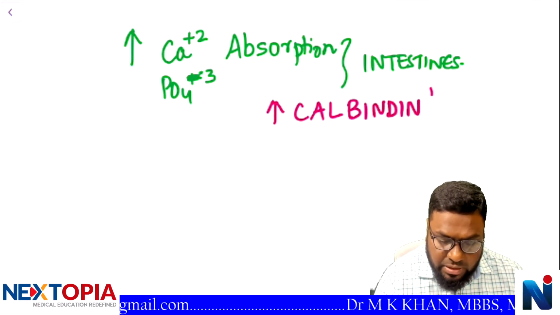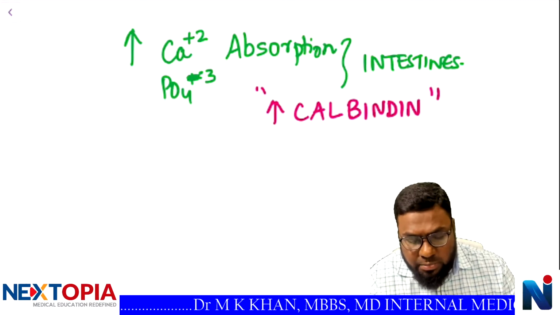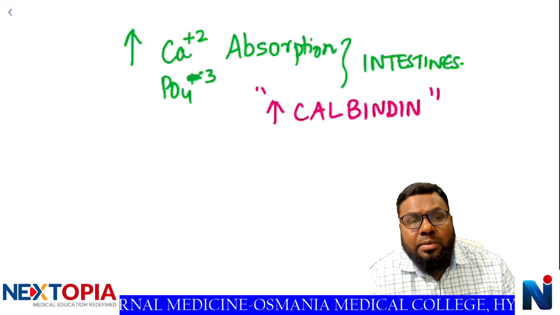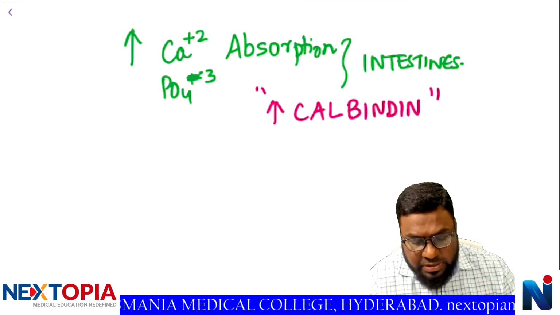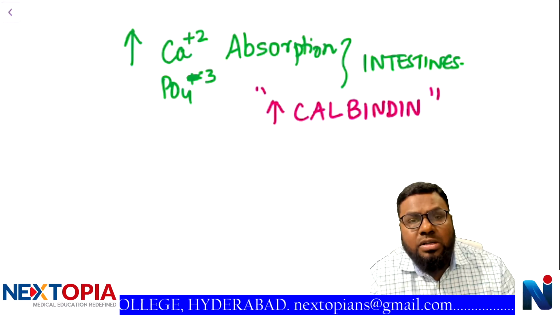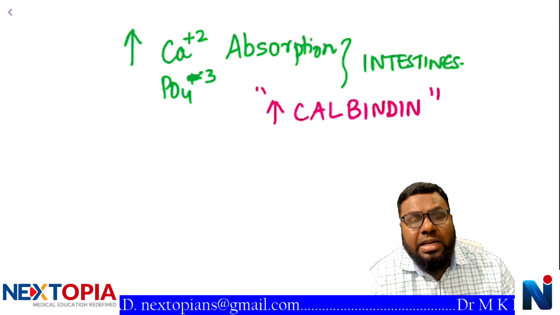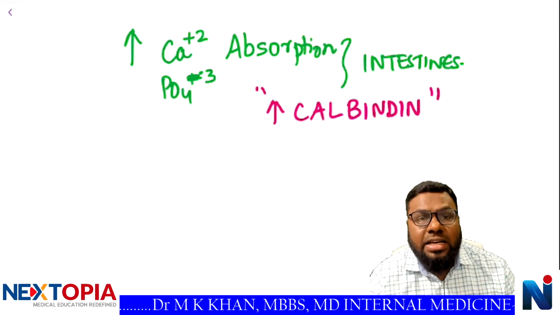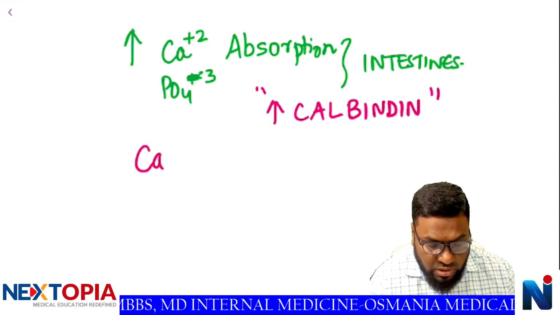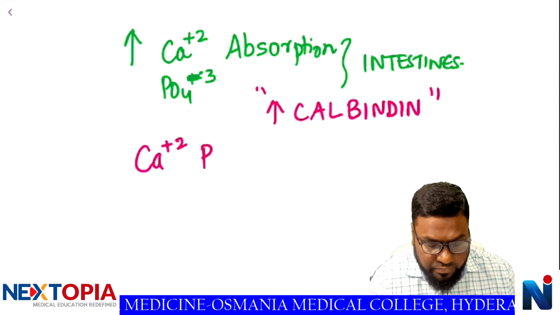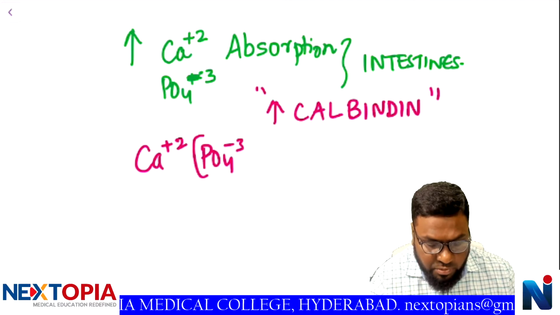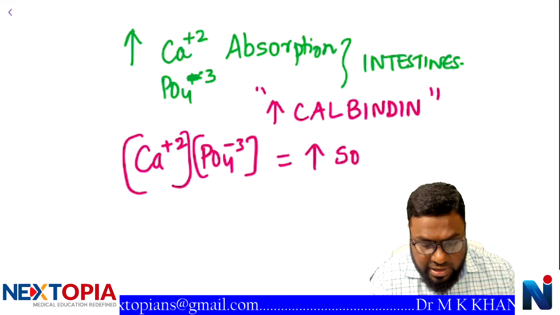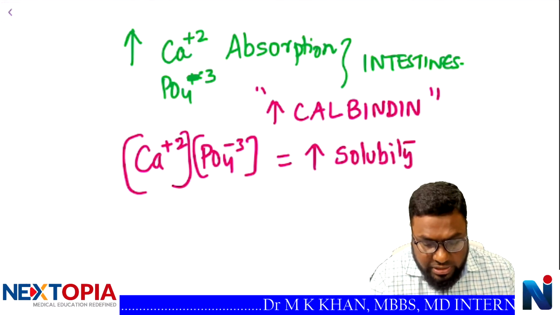This binding protein present in the intestinal mucosa binds with calcium and helps in its absorption. Because of this, the calcium concentration and phosphate concentration in the blood, in the extracellular fluid, increase. Whenever calcium and phosphate increase, the calcium-phosphate solubility product in the extracellular fluid increases.